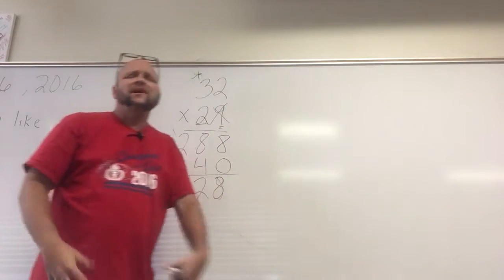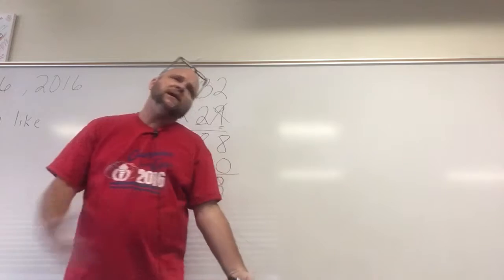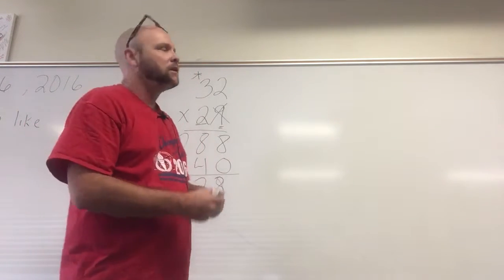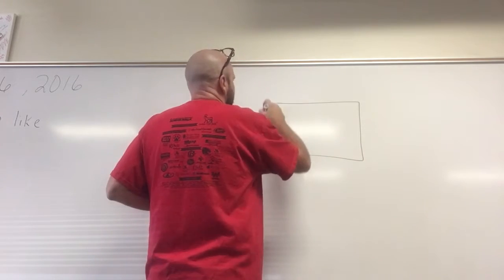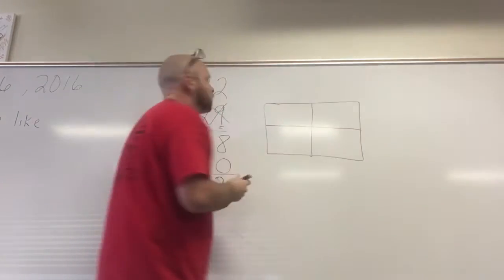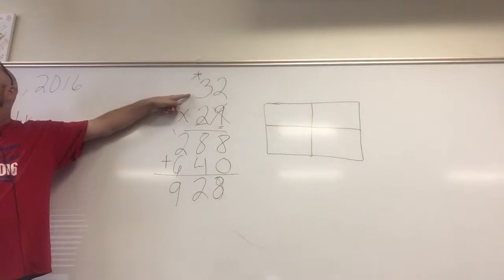The other one they call the box method. It's kind of using expanded form, which I taught you. Okay, so we're looking at our first factor. Our first factor is 32.